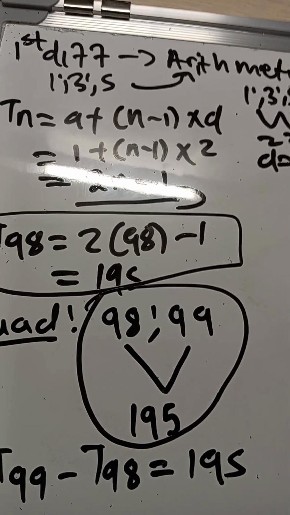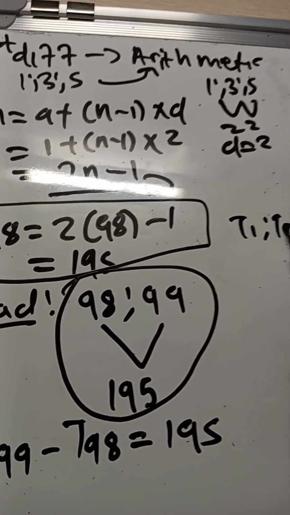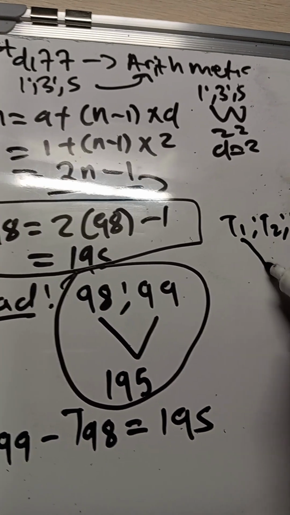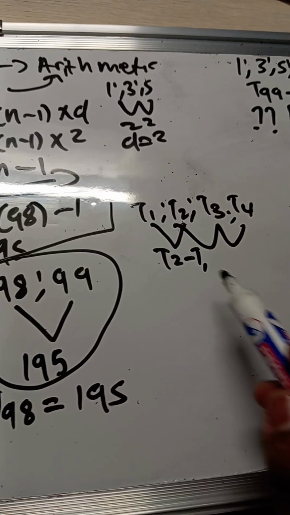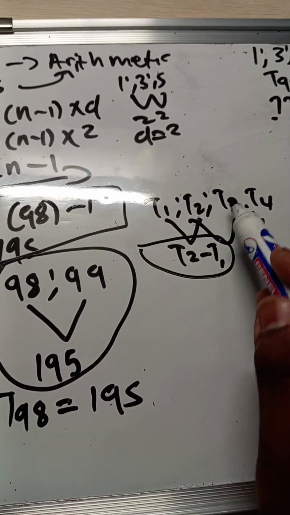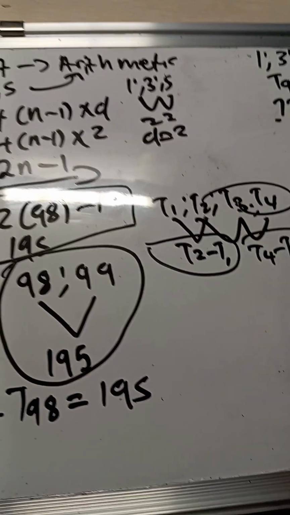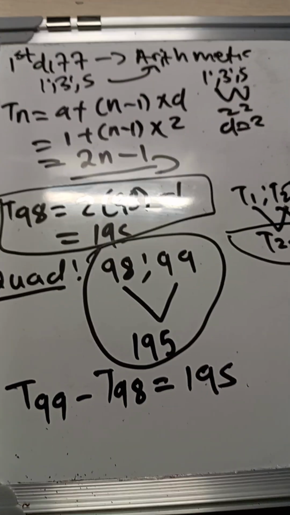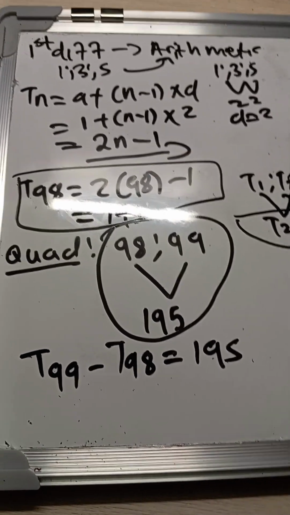Because now you know the T1, T2, T3, T4, then now T2 minus T1 is this value there. T4 minus T3 is this value that you have there. Can you see why I'm also saying that T99 minus T98 is 195? Then now you got it.